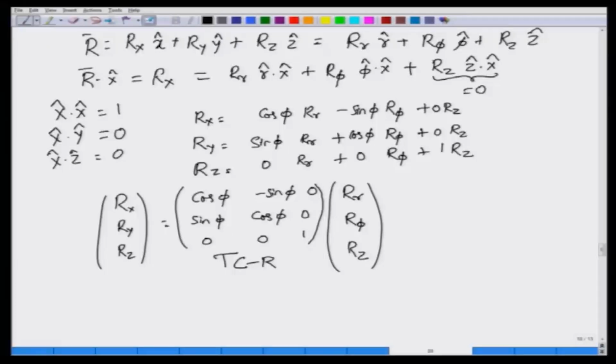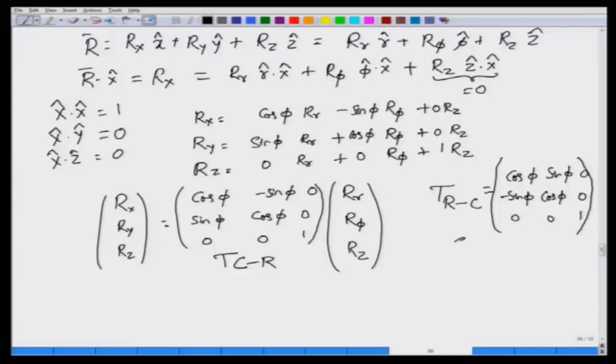If you are interested in finding the corresponding transformation from rectangular to cylindrical, you can show that this transformation is nothing but the inverse of the matrix TCR, and you can show that this will be equal to: cos phi, sin phi, 0; minus sin phi, cos phi, 0; 0, 0, 1.